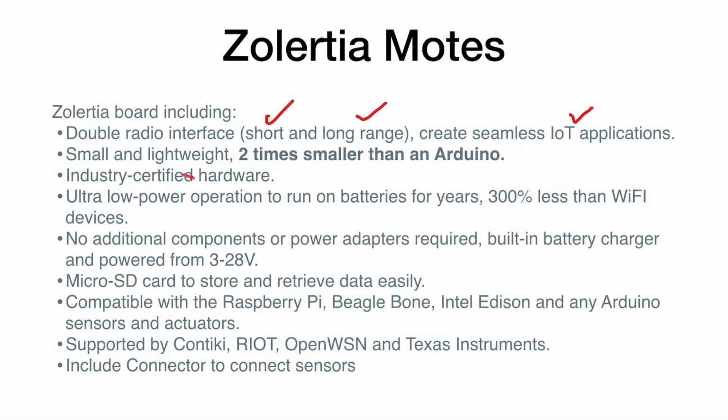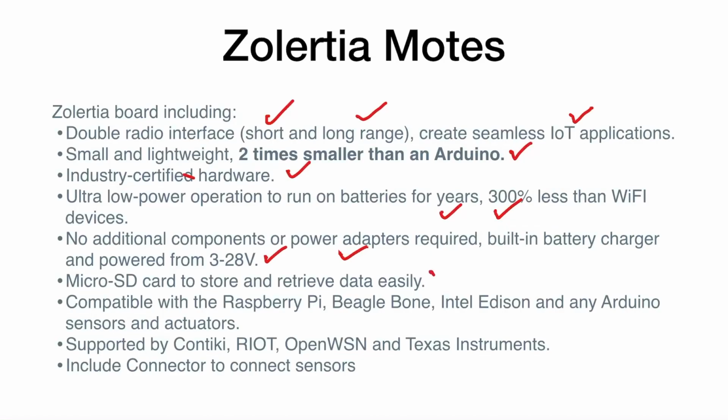Small and lightweight, 2 times smaller than Arduino, half the size of Arduino. Industry certified hardware. Ultra low power operation to run on batteries for years, not months, for years. 300% less than Wi-Fi devices. That means the power rating is very minimal. So once you deploy the sensor, you can forget it for a year. After the year you can replace the battery. No additional components or power adapters required. Built-in battery charger and powered from 3 to 28 volts. Up to 28 volts we can power it.